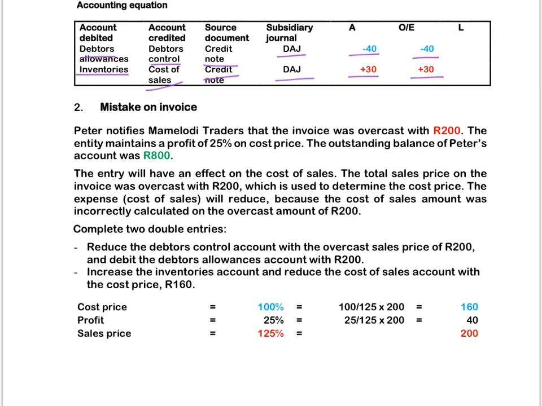Mistake on an invoice. Peter notifies Mamelodi traders that the invoice was overcast with 200.